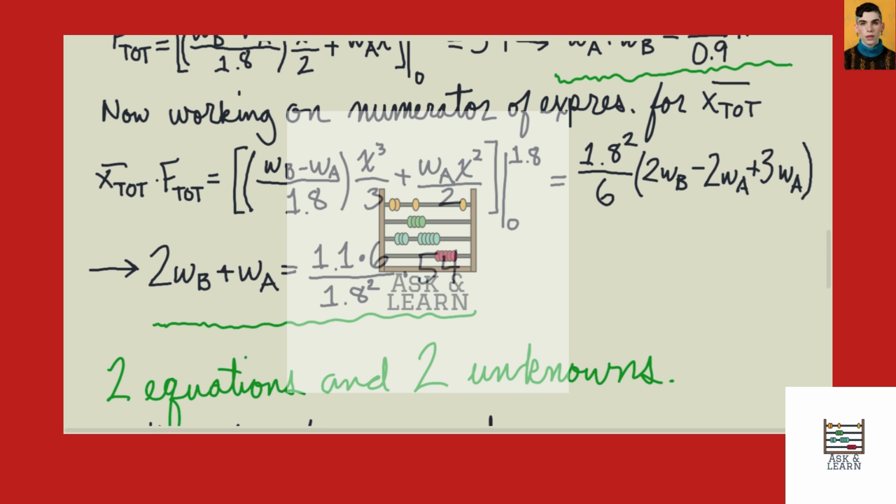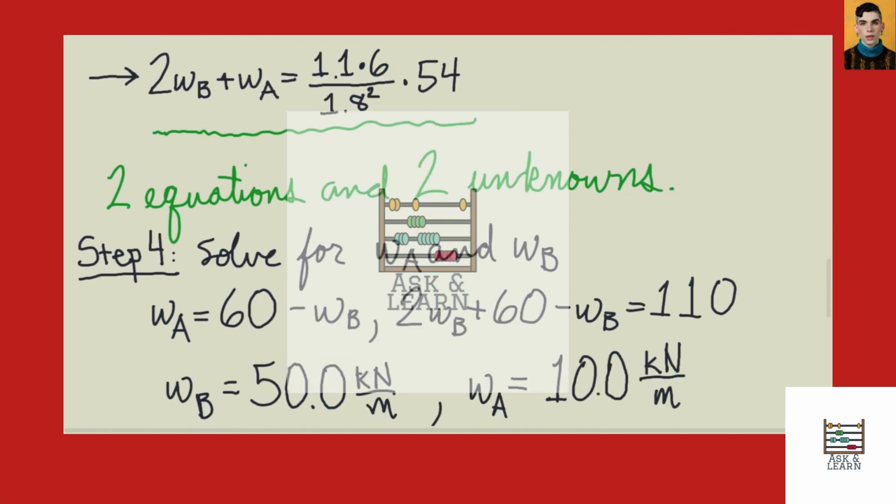2 times W sub B plus W sub A equals our centroid from the two downward force vectors at 1.1 meters times 6 times our 1.8 squared. We had to divide by this coefficient here. That's why things are reciprocated here. And then our total load of 54 kilonewtons inserted for our total load. We now have a second equation containing both W sub A and W sub B. Two equations and two unknowns. We can solve for the two unknowns, and here we do so.